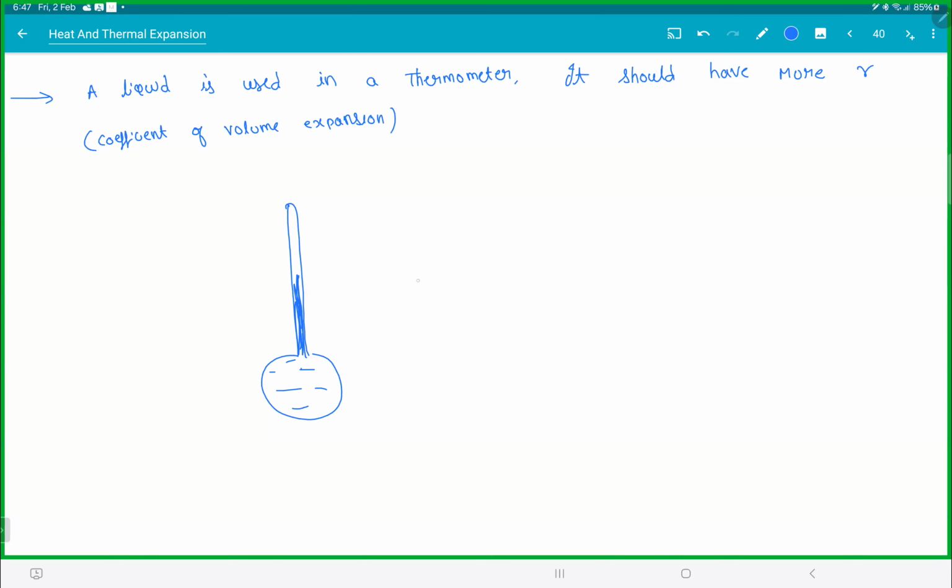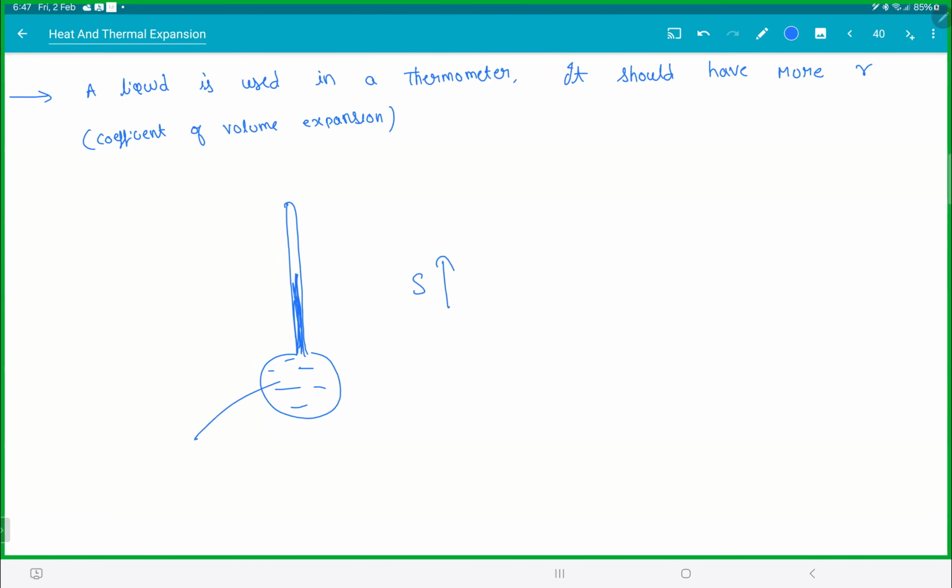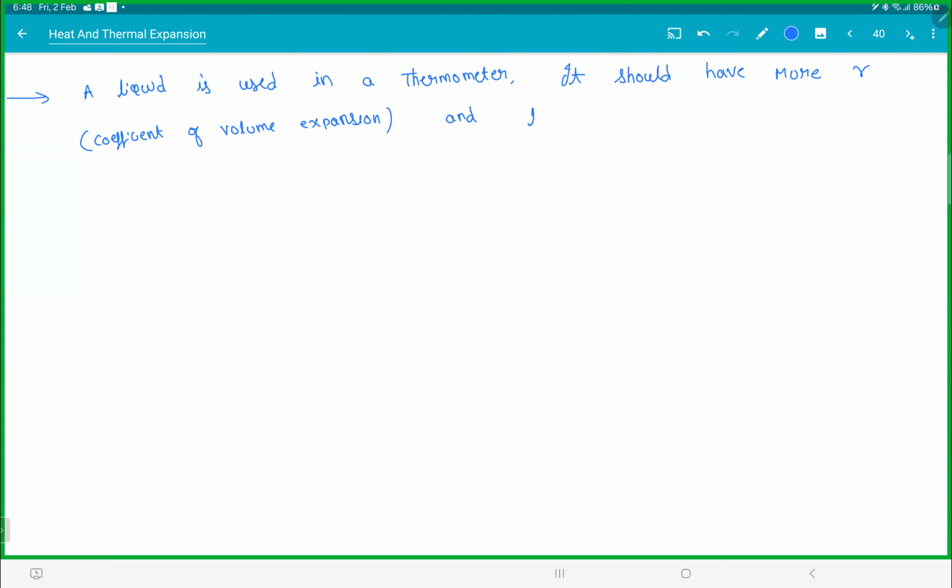What about S, specific heat capacity? Should it be more or less? Again, think this way. If S is more, it means I need to provide more heat for the temperature to change, and once the temperature changes, then it will expand. So do you want it to change temperature easily, or with difficulty? When you touch it, shouldn't the temperature of the thermometer become the same as your hand as fast as possible? So specific heat should be less.